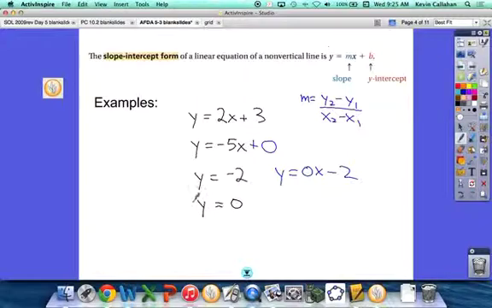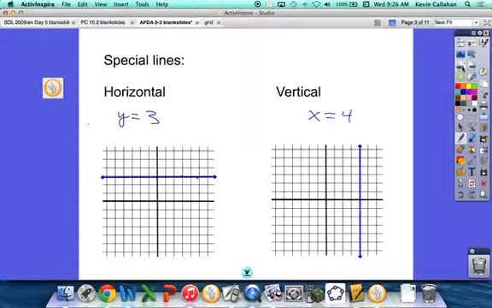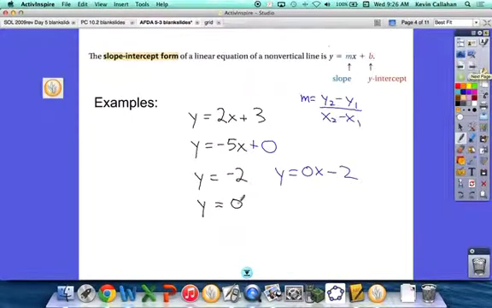And y equals 0, what line is that? It's a horizontal line, but what line on the graph is it? It's the x-axis, right? Because everywhere on the x-axis, y is 0. If I say, what's the y-coordinate at any one of these points, you would say y equals 0. That line there, that's the x-axis.